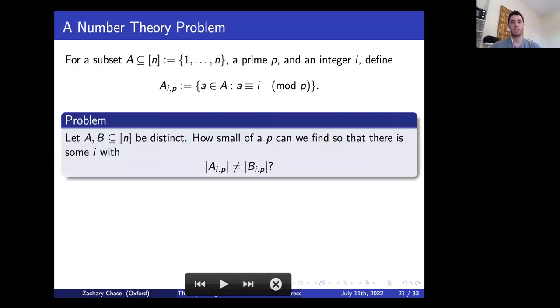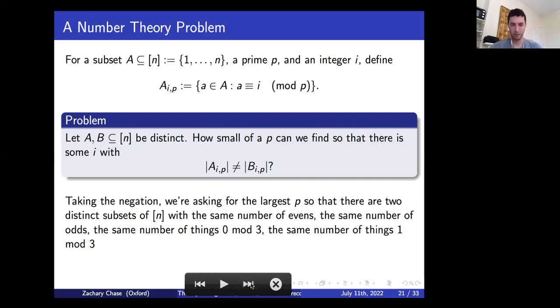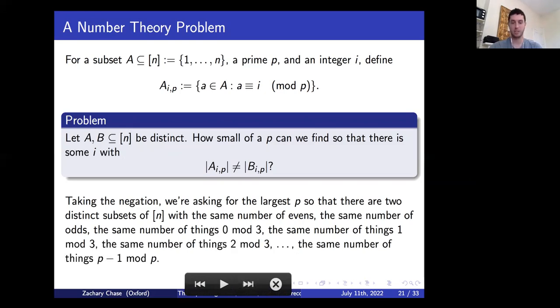So here's a problem. Given two distinct subsets A and B of 1 through n, how small of a prime p can we find so that there's some i with the number of things in A that are i mod p not equal to the number of things in B that are i mod p? Taking the negation, we're asking for the largest p so that there are two distinct subsets of 1 through n with the same number of evens, the same number of odds, the same number of things 0 mod 3, 1 mod 3, 2 mod 3, etc., all the way to the same number of things p minus 1 mod p. I think this is a pretty natural question.